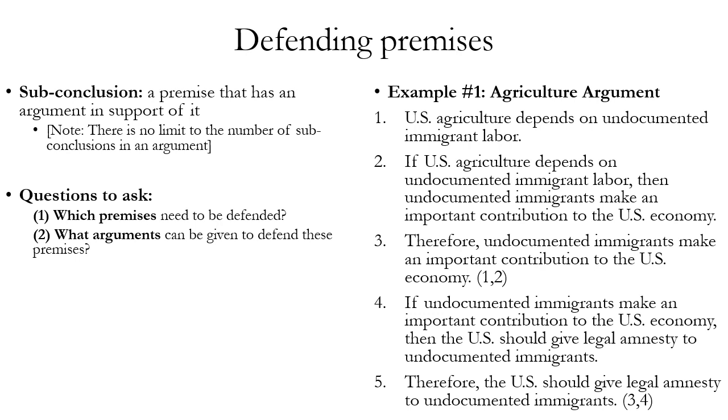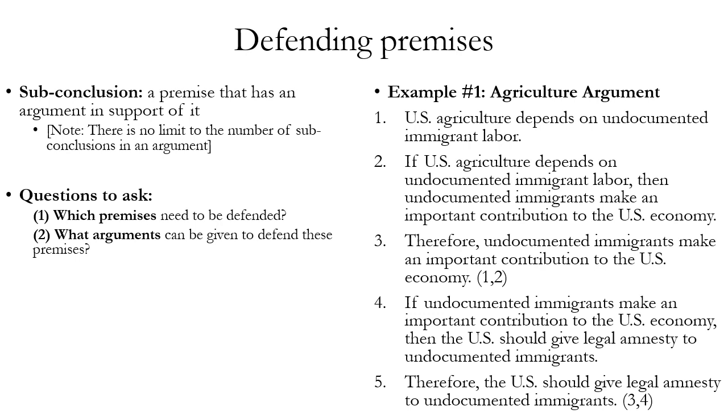So, questions to ask in this process. 1, which premises need to be defended? This is a bit of a judgment call, but the idea is if someone doesn't already believe the conclusion, what might they still reasonably accept as a premise? And then the second question to ask is, once you've identified which premises require further justification, what arguments can be given to defend those premises?